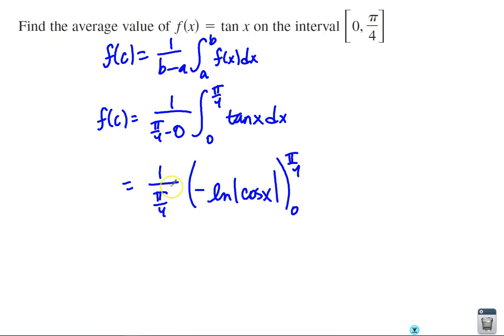Okay? Negative natural log of the absolute value of cosine of x. Oh, not plus c. From 0 to pi over 4. 1 over pi over 4 right here, guys. That's the same thing as 4 over pi with the negative out front. So I'm going to go ahead and just do that. And then I've got the natural log of cosine.